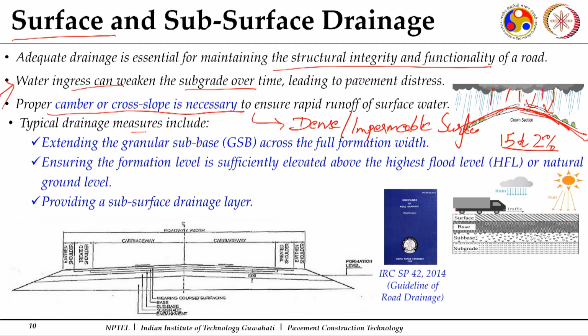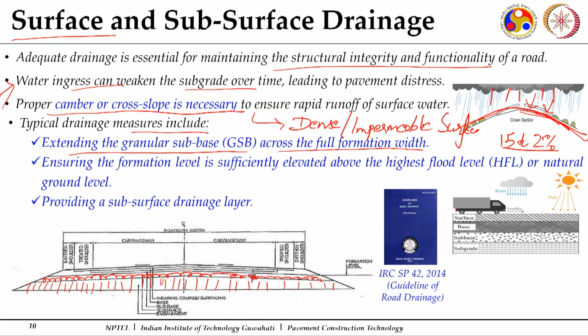Now, for the purpose of subsurface drainage, we extend the granular subbase course across the full formation width. So, here you can see a cross section. Now, this lower part which I am showing with the vertical lines is your embankment. So, you have raised it to a height, then this is your subgrade, compacted subgrade, which normally we consider with 50 mm thickness.